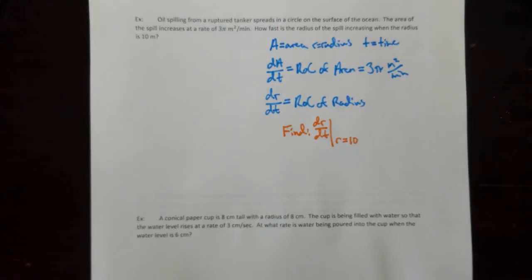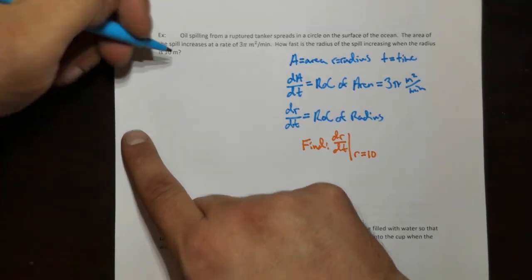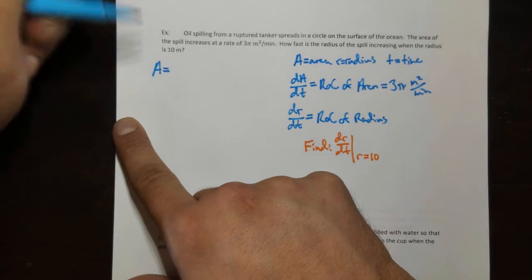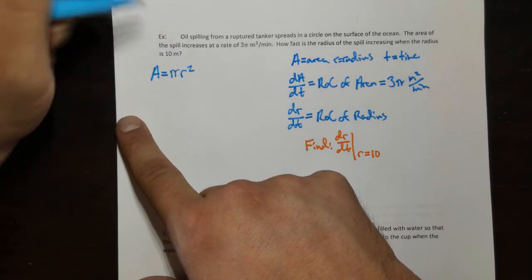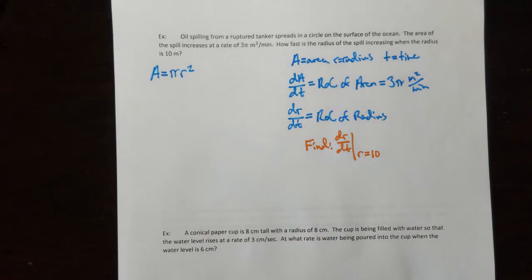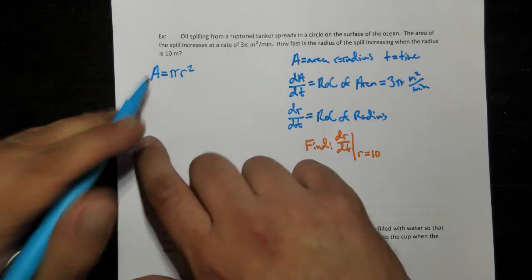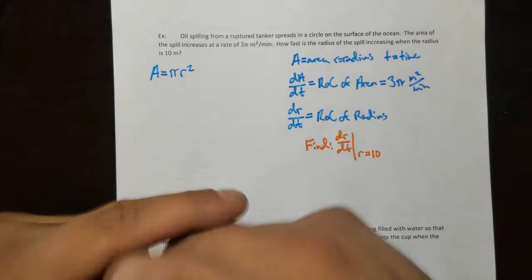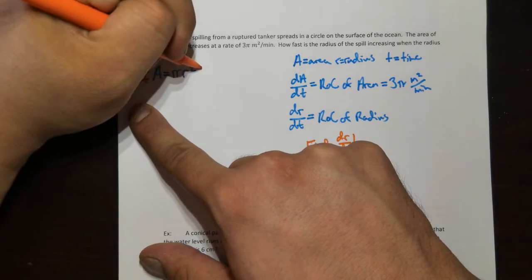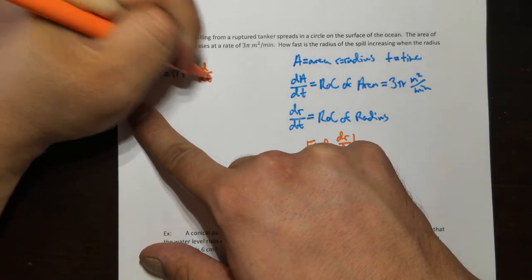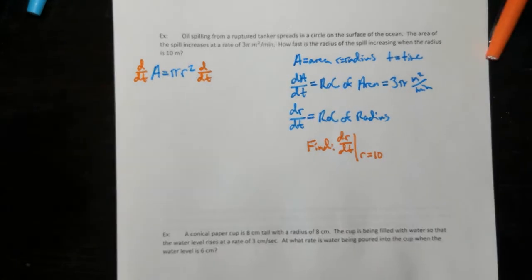So now we can get our equation here. It's just the area of a circle again. So A is equal to pi r squared. And now we want to differentiate this. So we want to take d dt of both sides. So we're differentiating it with respect to time. Because we want to know the rate of change in terms of time.